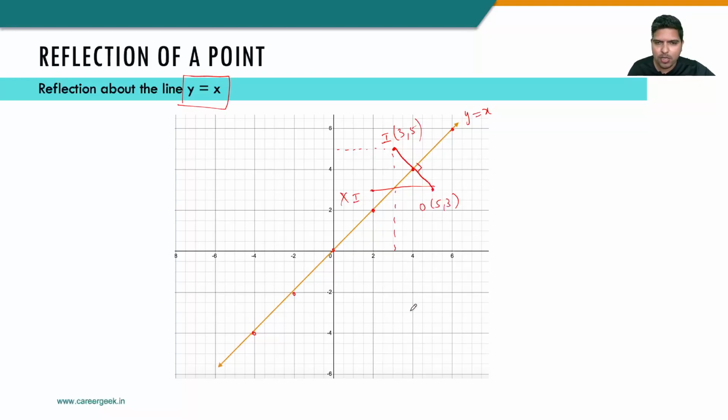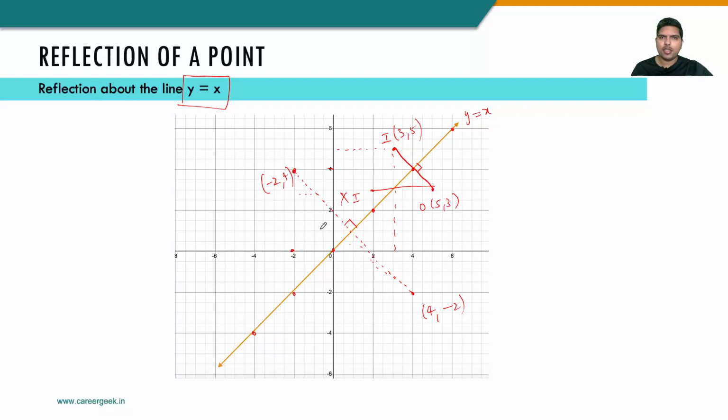We'll take one more point. Let's say if you want to find out reflection of this, x is 4, y is -2. What you'll need to do, you'll need to interchange. So what happens? X is -2, y is 4.